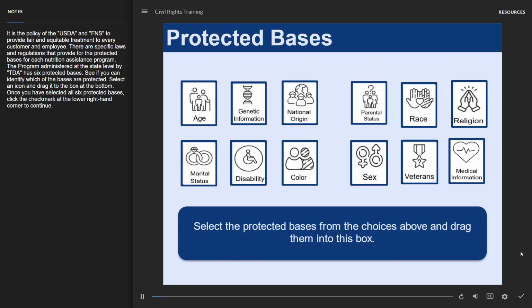It is the policy of the USDA and FNS to provide fair and equitable treatment to every customer and employee. There are specific laws and regulations that provide for the protected bases for each nutrition assistance program. The program administered at the state level by TDA has 6 protected bases. See if you can identify which of the bases are protected. Select an icon and drag it to the box at the bottom. Once you have selected all 6 protected bases, click the check mark at the lower right-hand corner to continue.